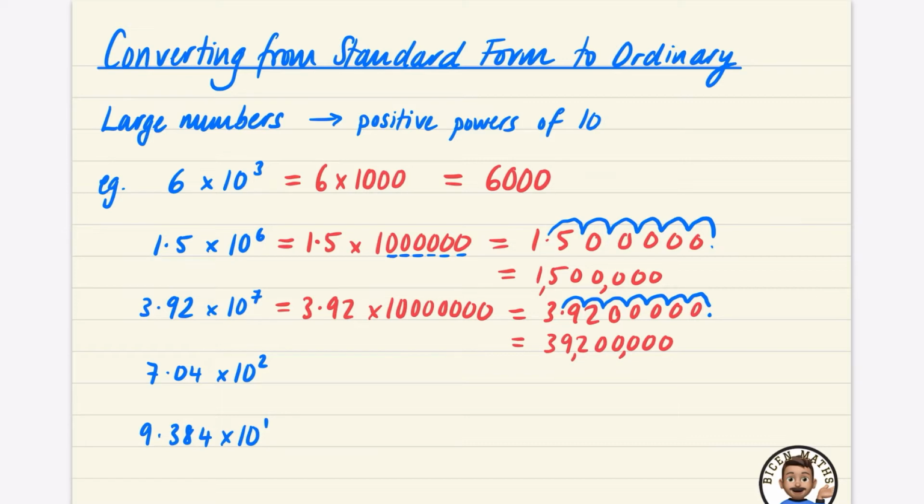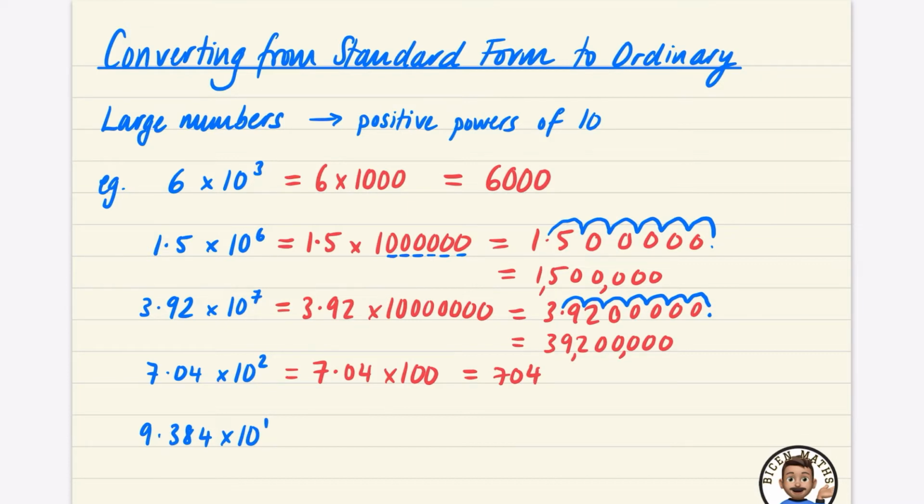So you can see actually 2 of the 7 jumps we used to go over the 9 and the 2, and the remaining 5 we used to create these zeros. That's why there's 5 zeros. So we have 7.04 multiplied by 10 squared, which is just 7.04 multiplied by 100. And actually that one you can see straight away, that decimal point is going to jump over the 0 and the 4, and you just get 704, no zeros at the end of this one.